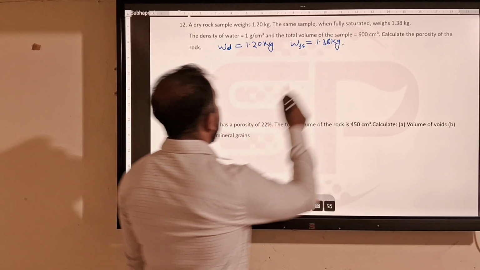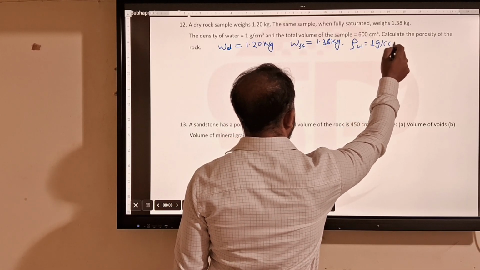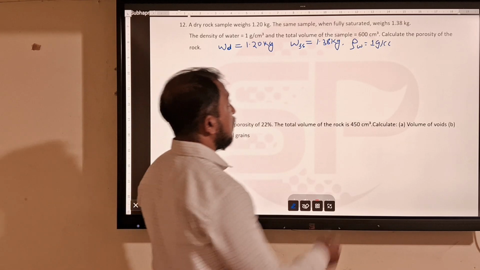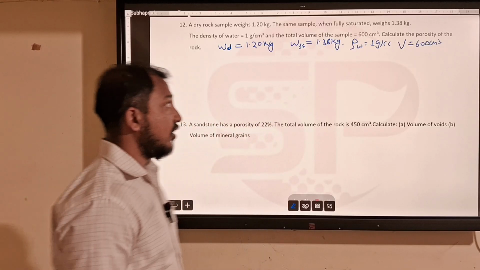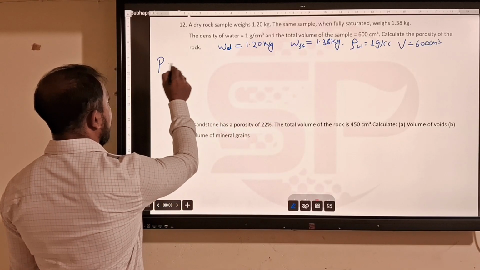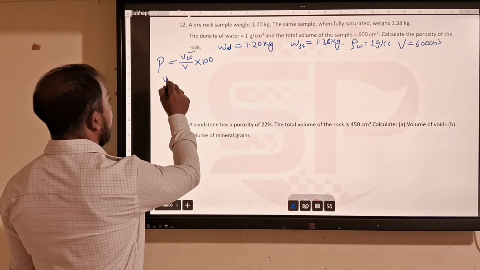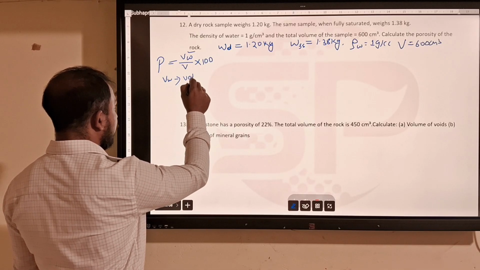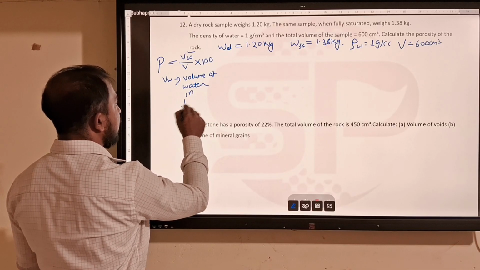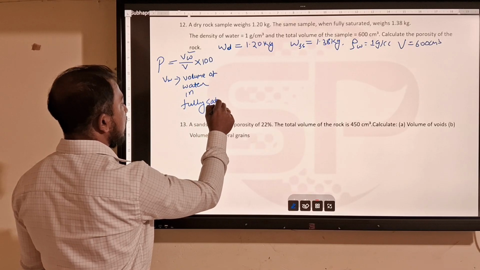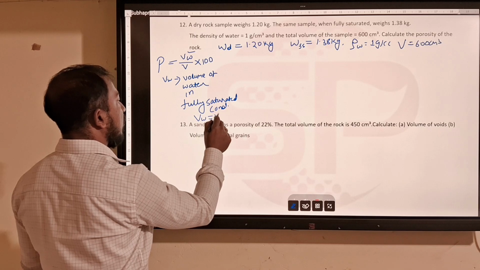The density of the water is given as 1 gram per cc, and the total volume of the sample is given as 600 centimeter cube. We have to calculate the porosity. The formula of porosity is volume of water divided by total volume into 100. This volume of water represents the volume of water in fully saturated condition. In that case, volume of water will be equal to volume of voids.